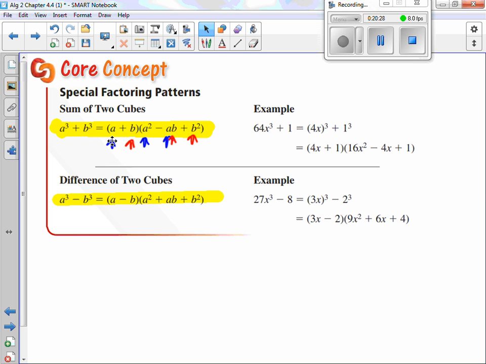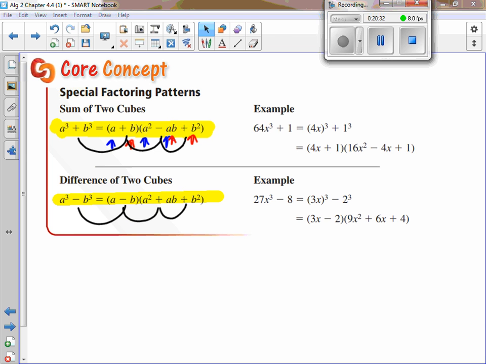Now, there's a specific pattern to these signs, and that's what we're going to look at now. When we look at the signs here, the pattern is the same, opposite, always end on a positive note. And it works out this way every single time. They just follow this pattern.